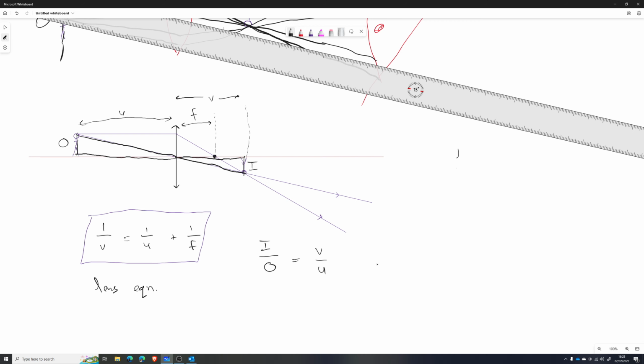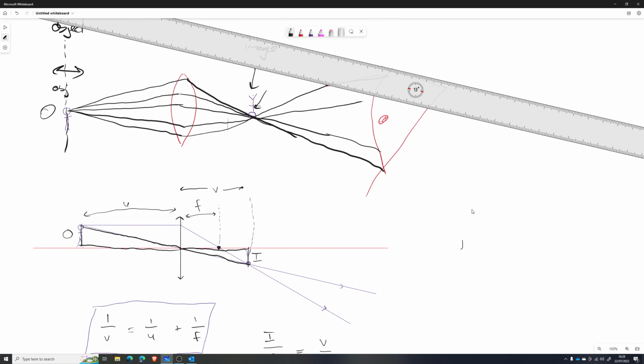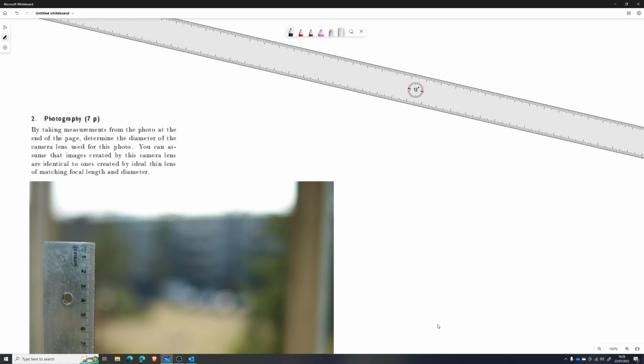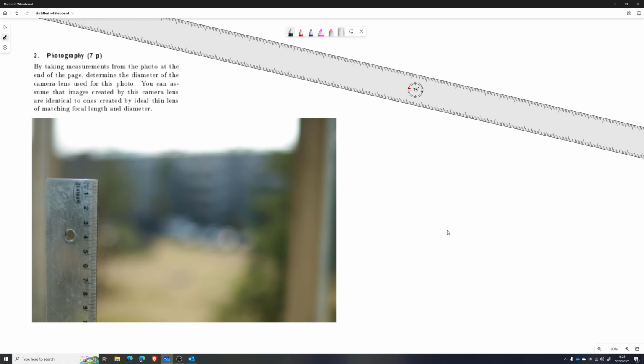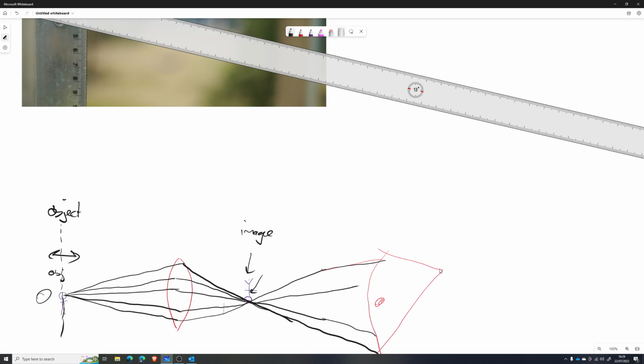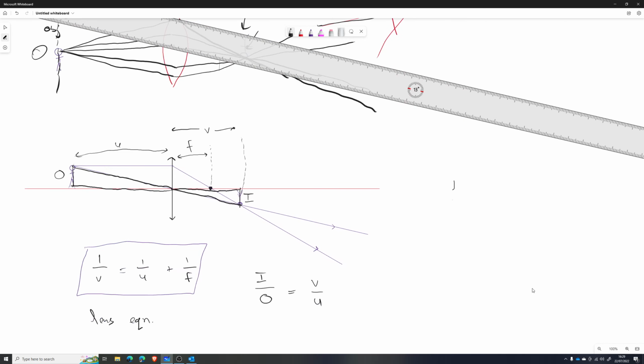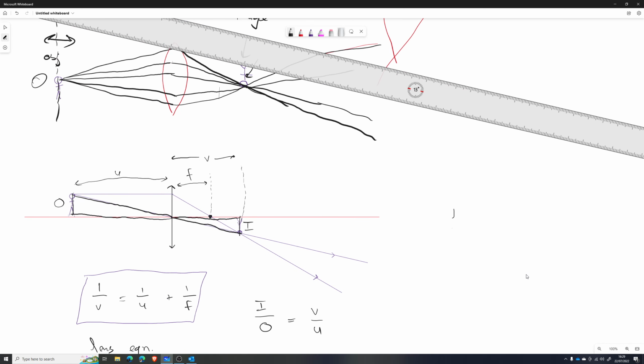So now that we've set up the equations that we need and we know how our lens forms that image, let's go back and look at the question and see what it's asking us. We're trying to find the diameter of a lens, and we're assuming that the images created are identical to ones created by an ideal thin lens. We have usefully in the foreground, in focus notably, a ruler, and the stuff in the background is out of focus. So let me just talk momentarily about why the background stuff is out of focus.